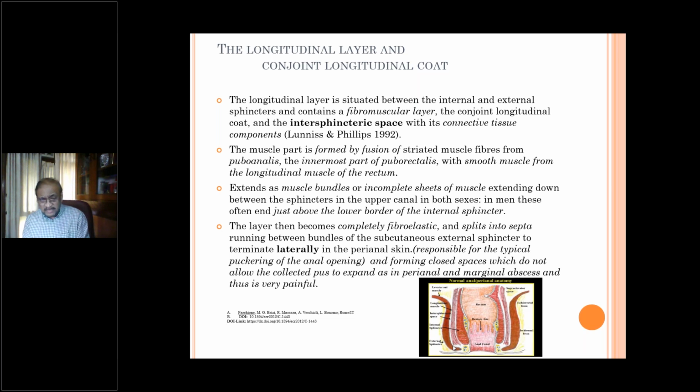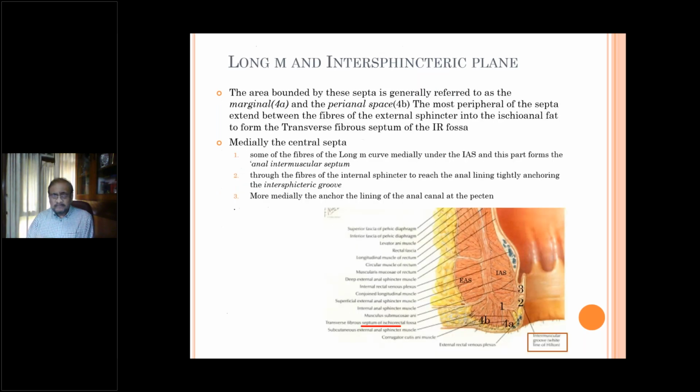The reason is simple, because the pus is collected in a closed space formed by what? By the septae which are running between the longitudinal muscle and the skin. And that is why it cannot expand, and that's why it gives rise to severe pain out here, right? Now, the area bounded by these septae is generally referred to, in this particular area, as the marginal and the perianal. So perianal also has got two parts to it.